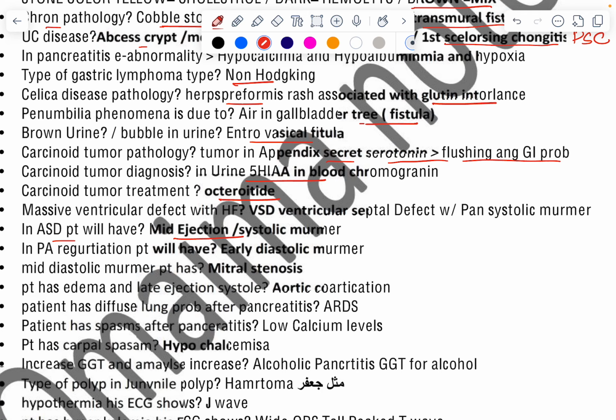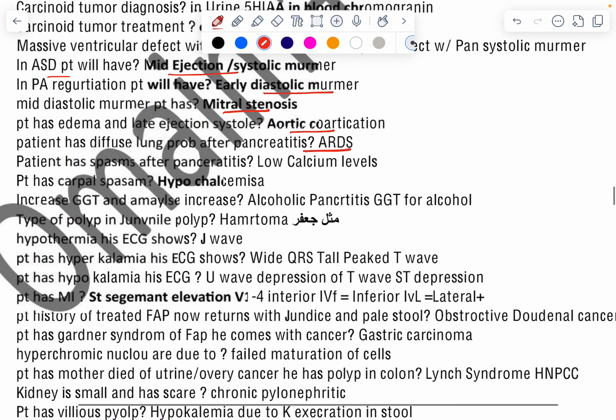ASD patient will have ejection murmur. Pulmonary artery regurgitation patient will have early diastolic murmur. Mid diastolic murmur: mitral stenosis, patient with edema and late ejection, aortic coarctation. Diffuse lung problem after pancreatitis: ARDS. Patient has spasm after pancreatitis, low calcium, hypocalcemia, increased GGT, alcoholic pancreatitis. Types of polyp: juvenile polyp, hamartoma. Hypothermia in ECG: J wave. Patient has hyperkalemia in ECG: wide QRS, peaked T waves.